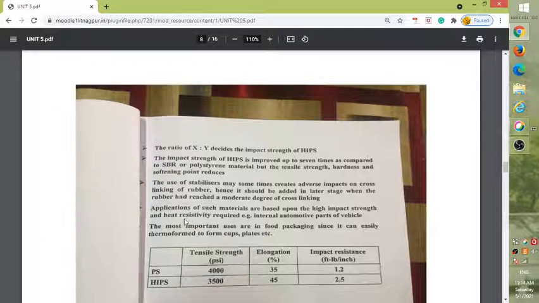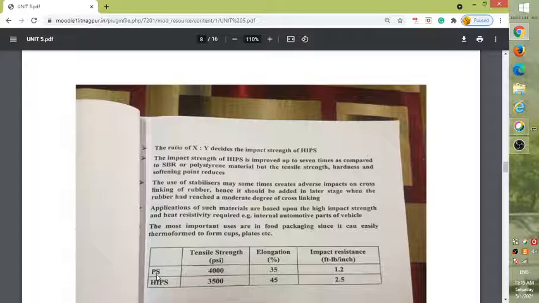Applications of such materials are based upon the high impact strength and high resistivity required. So wherever there is high impact strength required, high resistivity required, we use HIPS. Example: internal automotive parts of vehicle. Exactly, because if the car gets crashed, the material should sustain the shock, so we use HIPS. The most important uses are in food packaging, since it can easily thermoform to form cups, plates, etc.